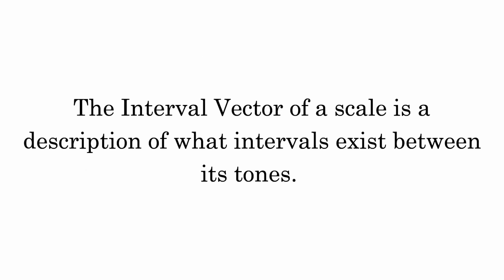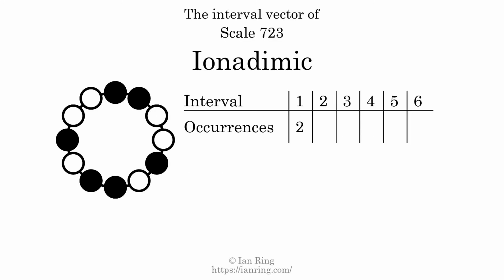The interval vector of a scale is a description of what intervals exist between its tones. There are 2 intervals with the size of 1 semitone. They are here and here. There are 2 intervals with the size of 2 semitones. They are here and here.